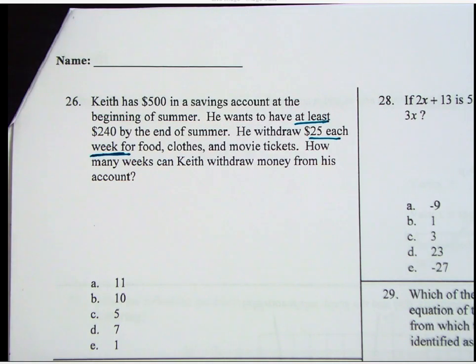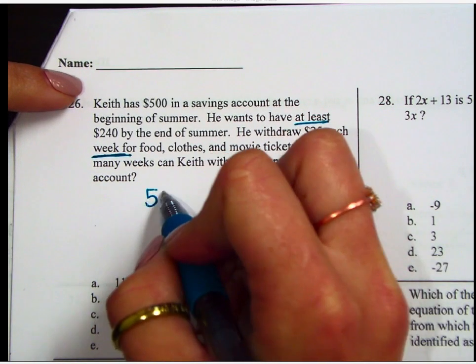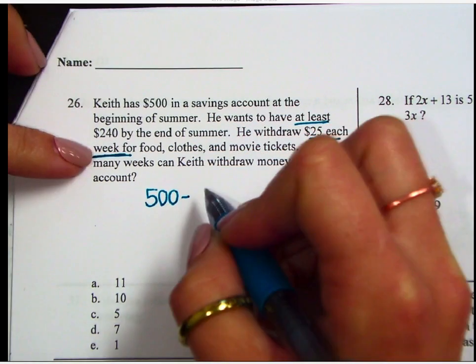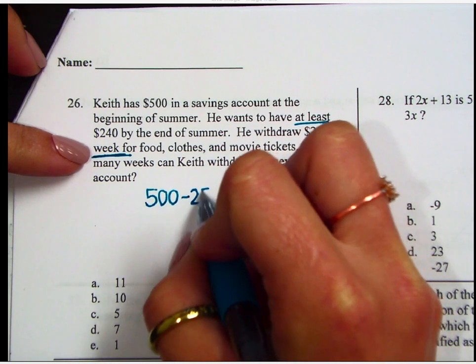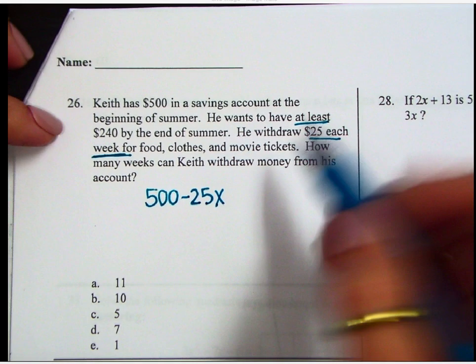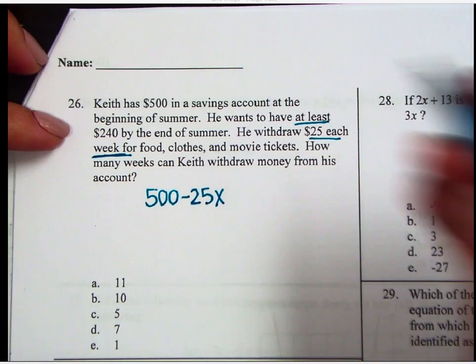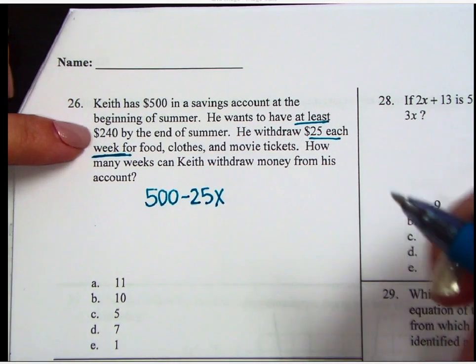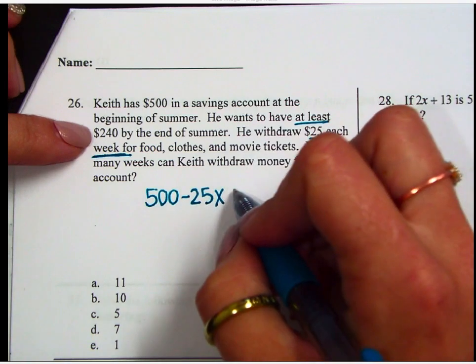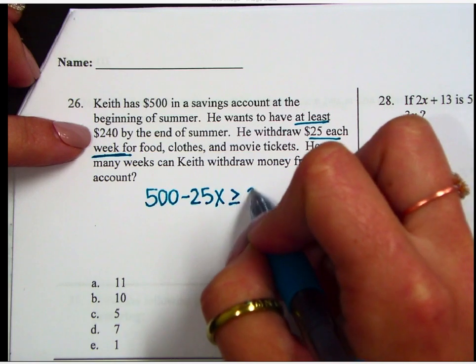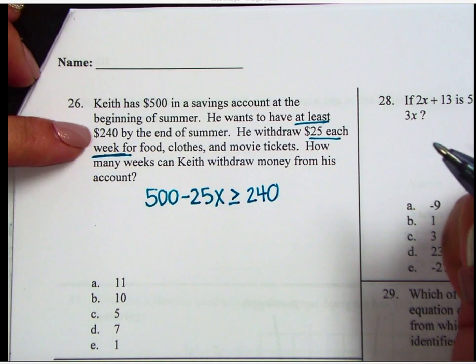Okay, so this is going to be setting up like an inequality. Sort of think of it that way. So he has $500 in his savings account, and he is withdrawing money. So he's subtracting 25 each week, withdrawing 25 each week from the savings. And he wants to have at least $240 by the end of summer. So whatever he has cannot be less than $240. You can think of it that way.